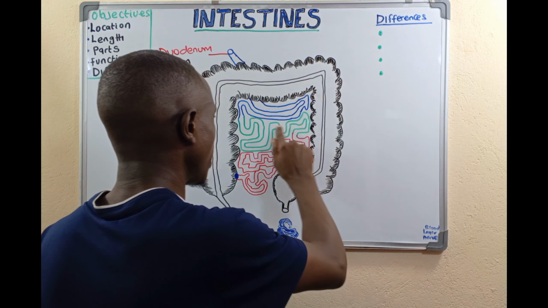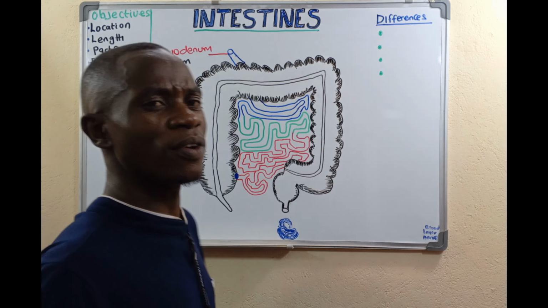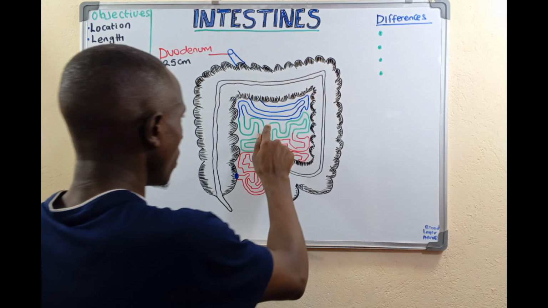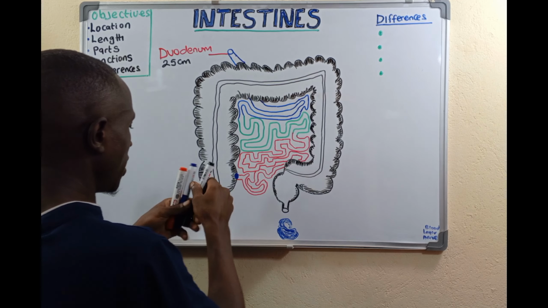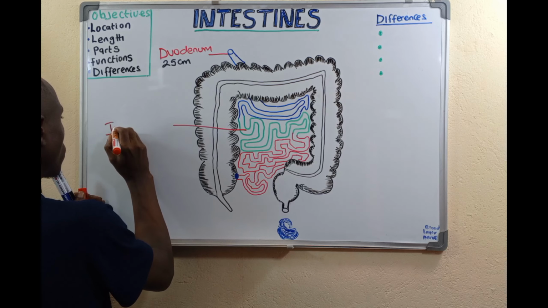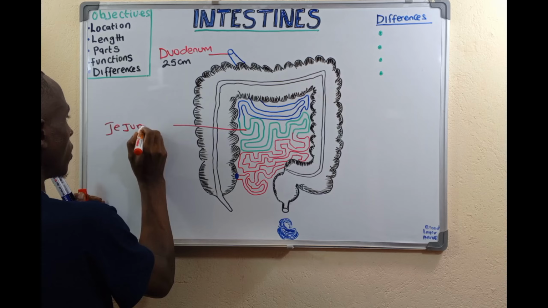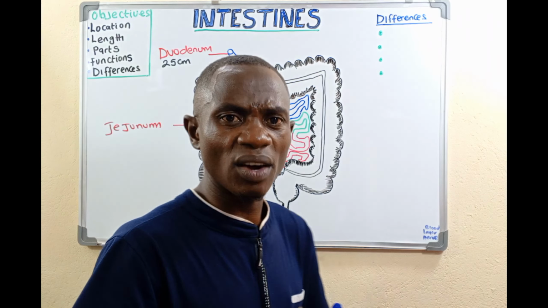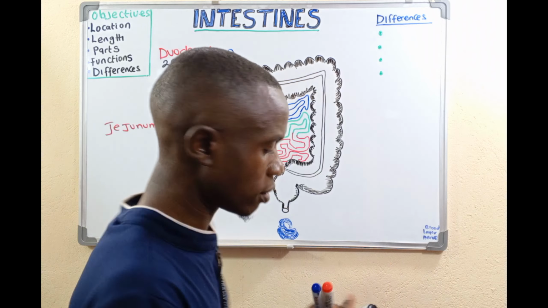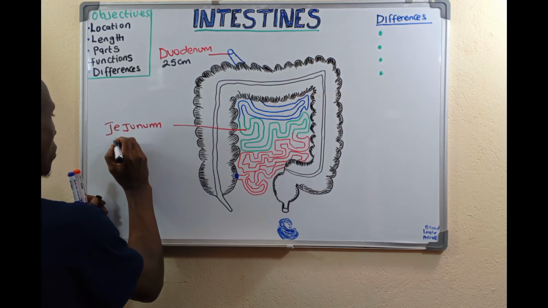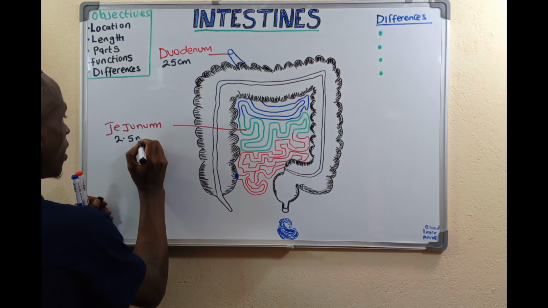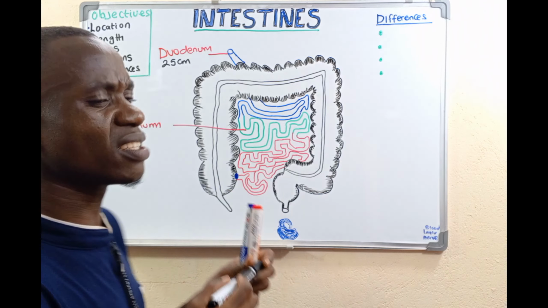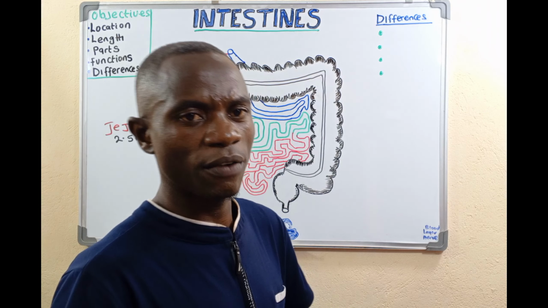Next, the duodenum continues into this portion of the small intestine, which is a bit green. You know how this portion is called? This one is what we call the jejunum, and the jejunum is close to 2.5 meters long. It is very long.